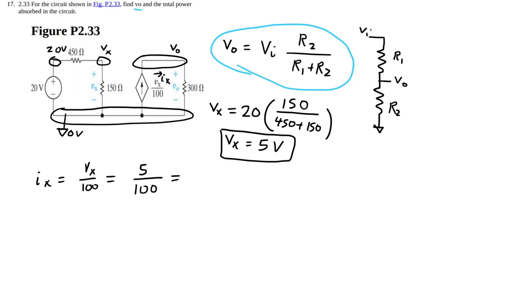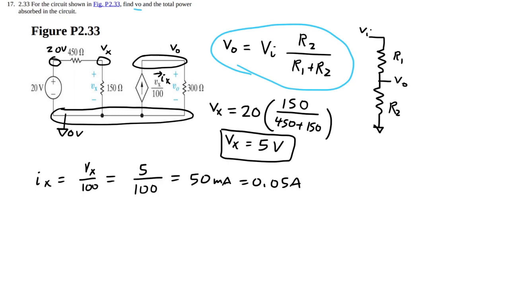And that equals 5 milliamps, or 0.00. Oh wait, no, it is 50 milliamps. I'm sorry, I did it right in my head. Okay, so 50 milliamps, or 0.05 amps. They're the same.